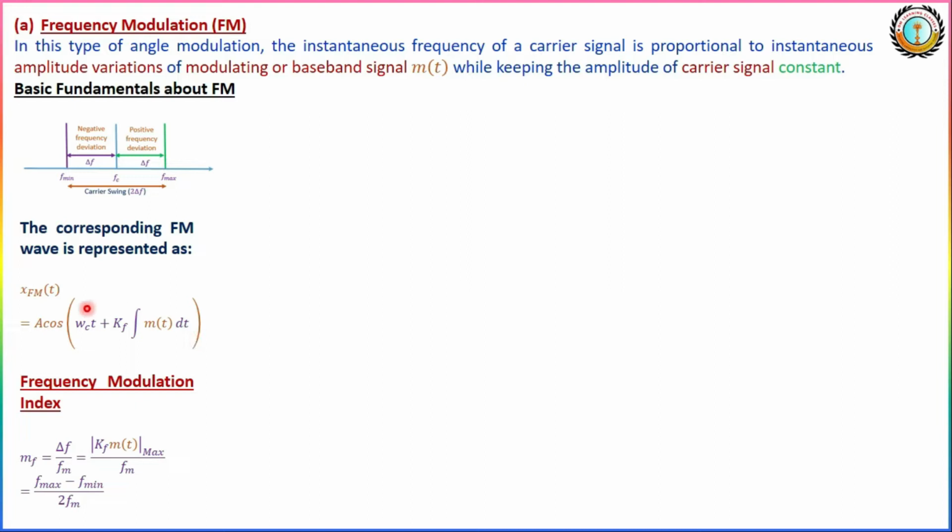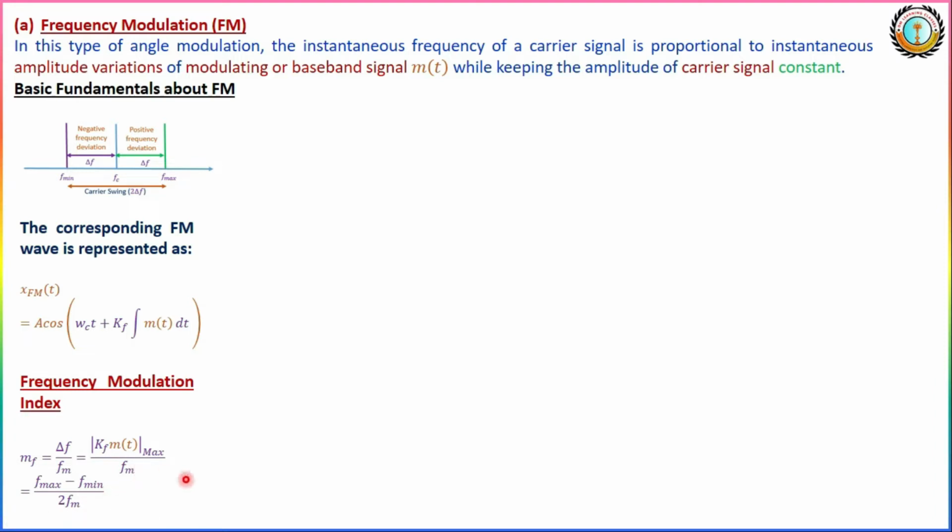This omega c t plus kf integration of m(t) dt is our instantaneous total phase angle of FM. By taking the derivative of this theta(t), we can find the instantaneous radian frequency, or instantaneous frequency, of the FM wave. We also know the frequency modulation index, MF. It is the ratio of peak frequency deviation to maximum modulating frequency, that is kf times the maximum value of m(t) divided by fm, which equals (F maximum minus F minimum) by 2 fm.